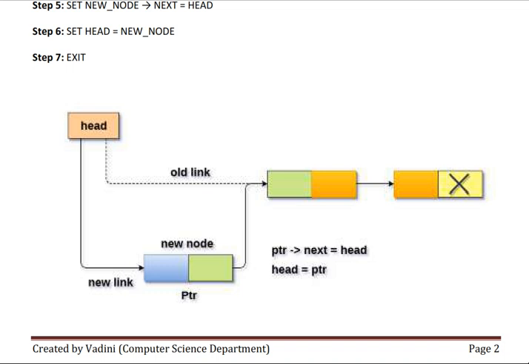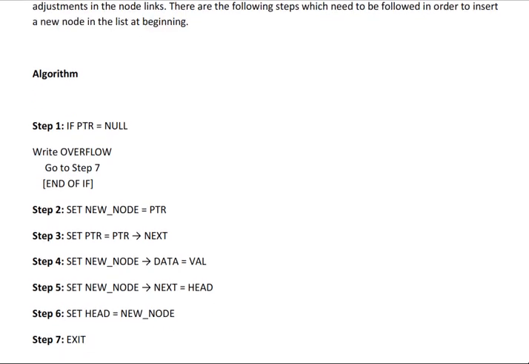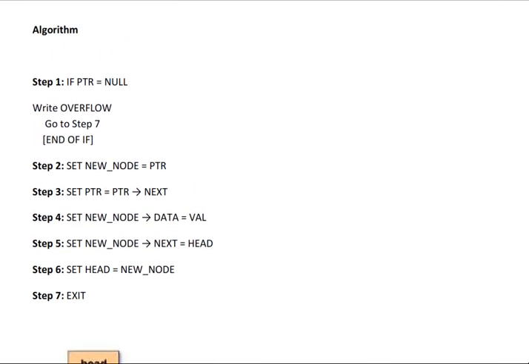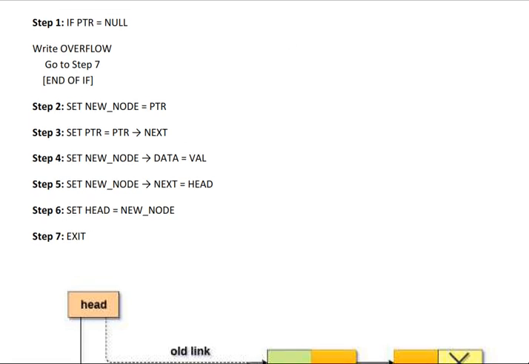As this is the representation, this is the new node. We put it as a pointer. Let's see the algorithm also here. If the pointer is equal to null, meaning there is no space available, it means it is an overflow and you don't need to move ahead, unless you go to step 7. So if there is no space, then it's an overflow.